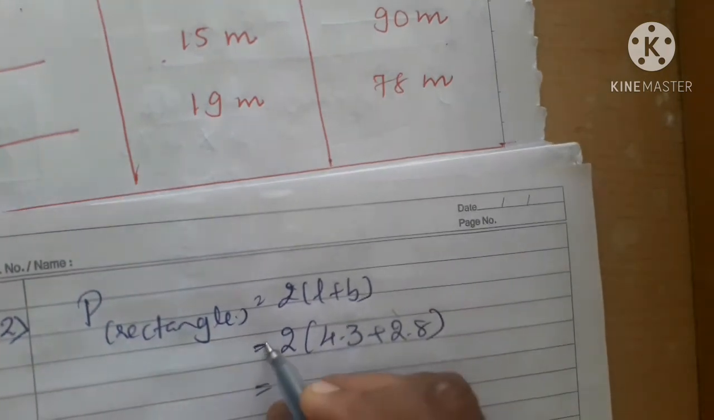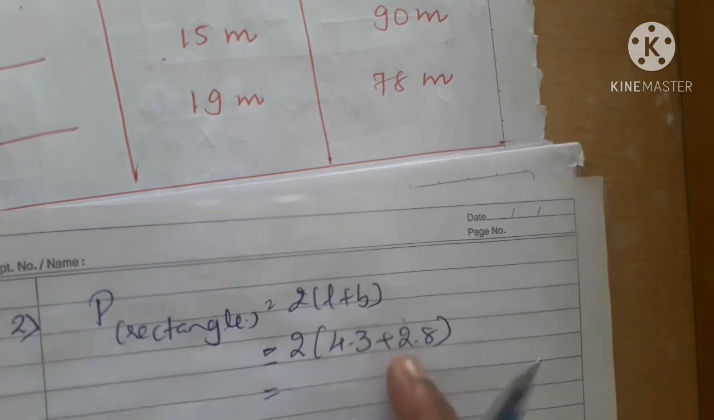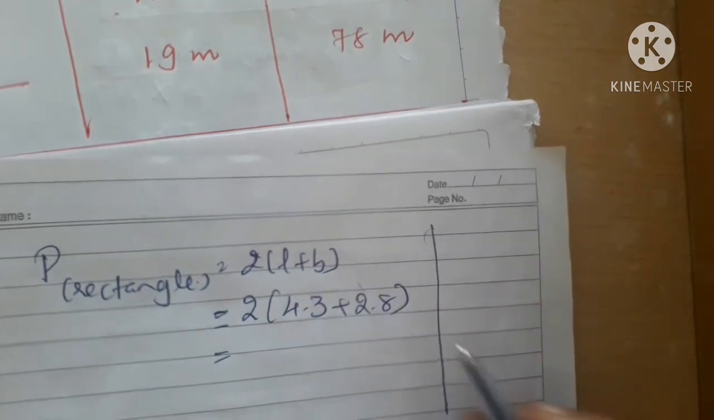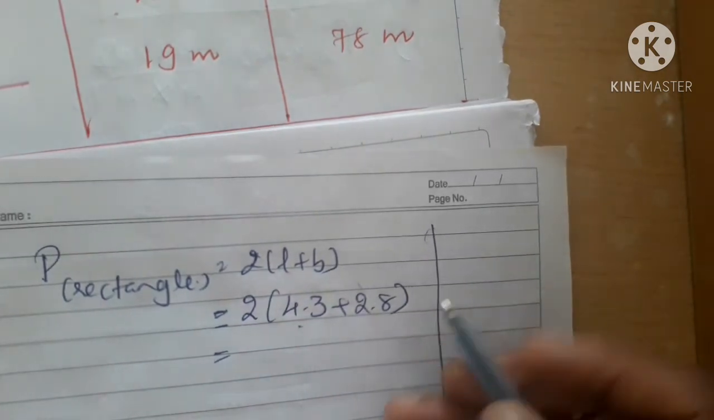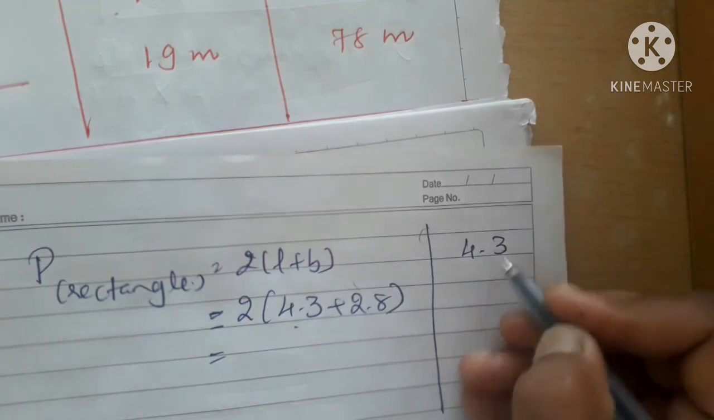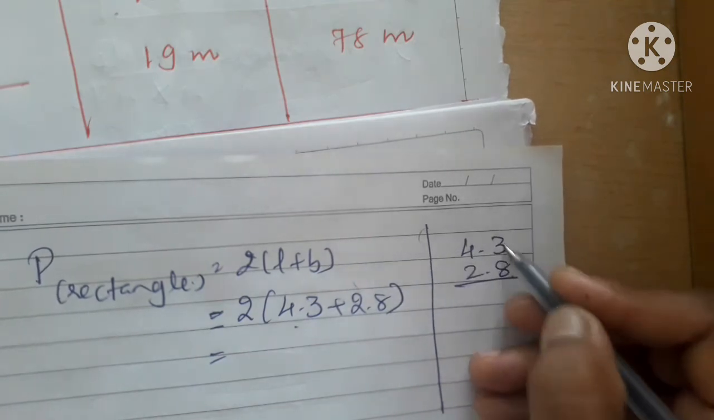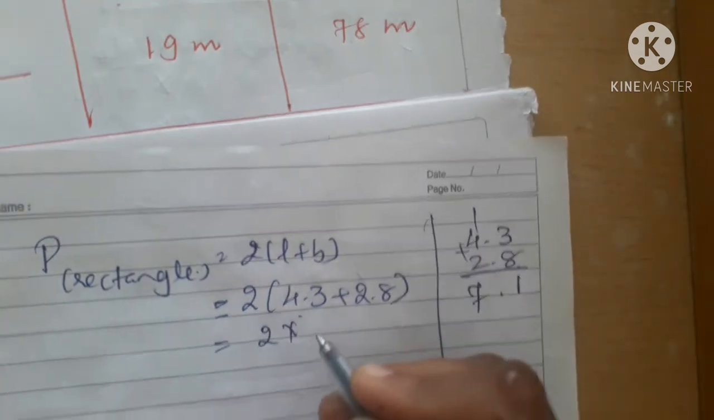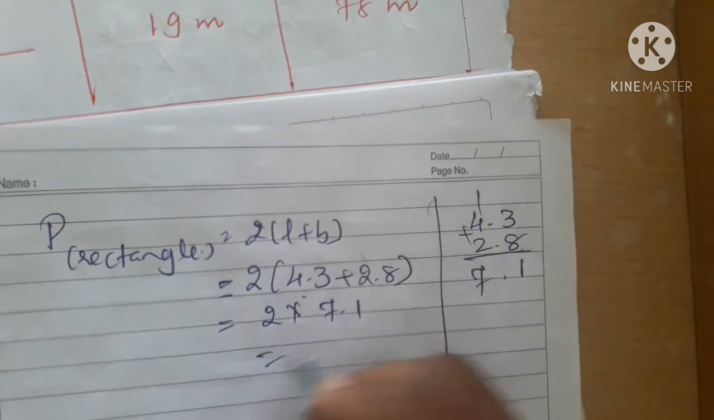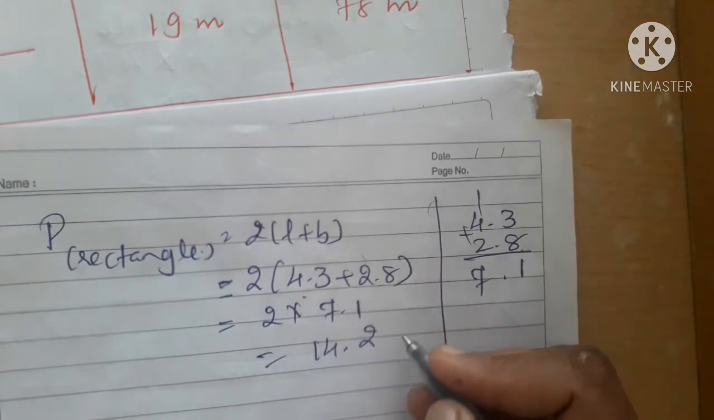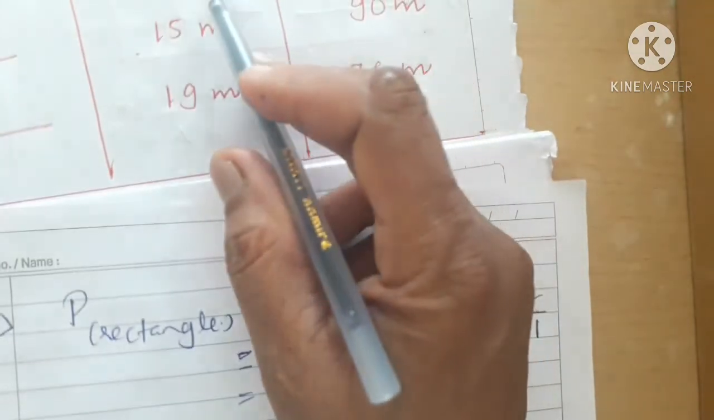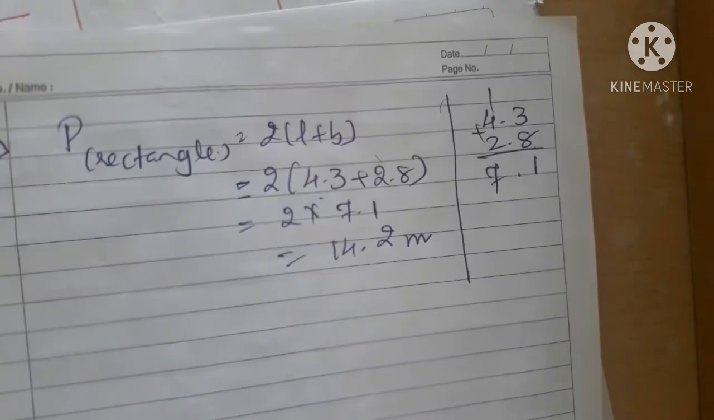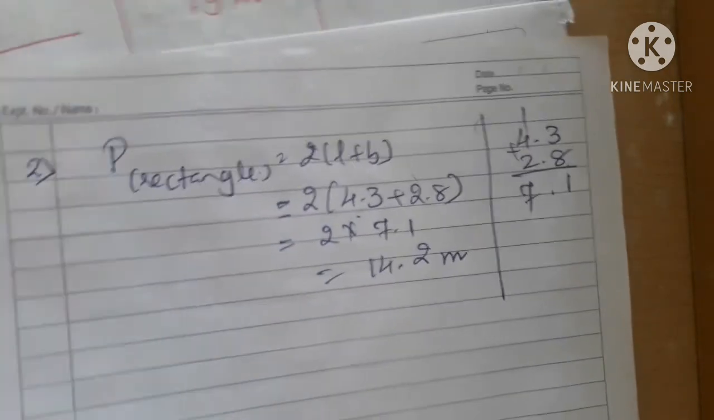Now I have seen that numbers are not on the opposite sides, they are on the same sides. So clear instructions are given, that is the bracket terms I need to add first, 4.3 plus 2.8: 8 and 3, 11, 4 and 3, 7. So here you have 2 into 7.1, that is, here you will have 14.2 and the unit is meter. Okay, so I will write here meter. Is it okay? Now coming to the third question.